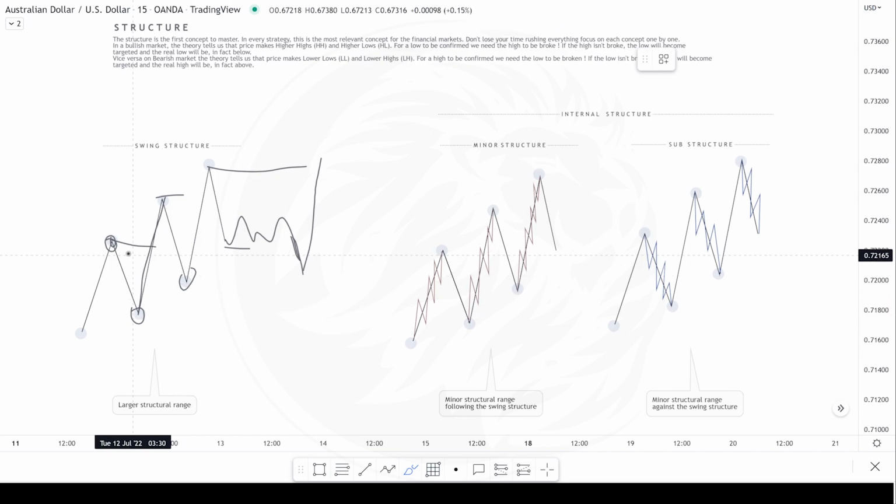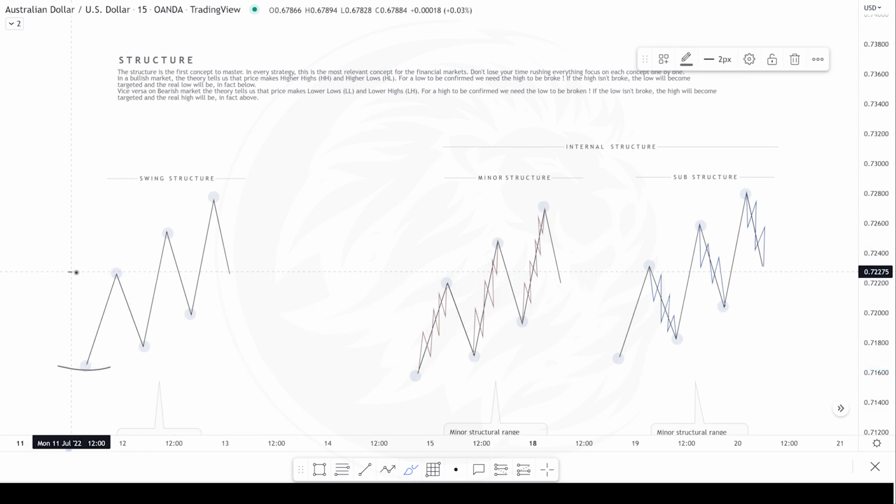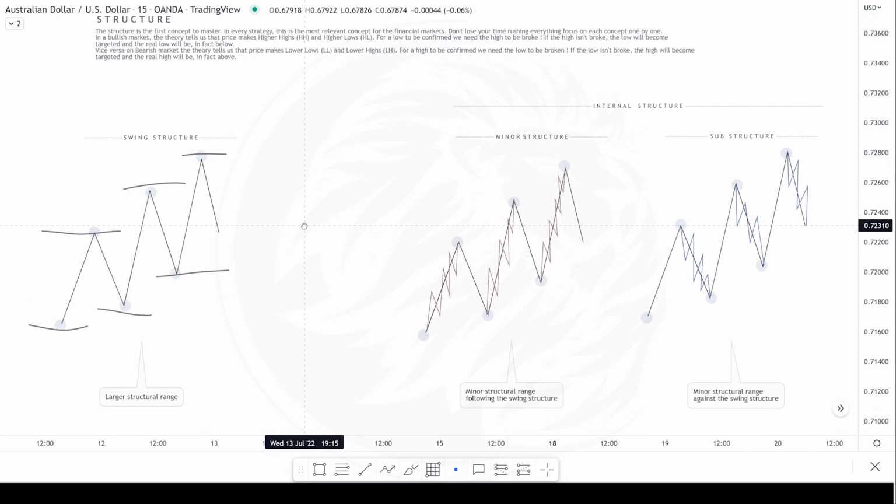As you can see, I will just delete the stuff here. As we can see, we have ranges like that, and the swing structure will be the larger one. So now let's take a deeper look into the structure, and we will see that we have the internal structure. The internal structure contains the minor structure.